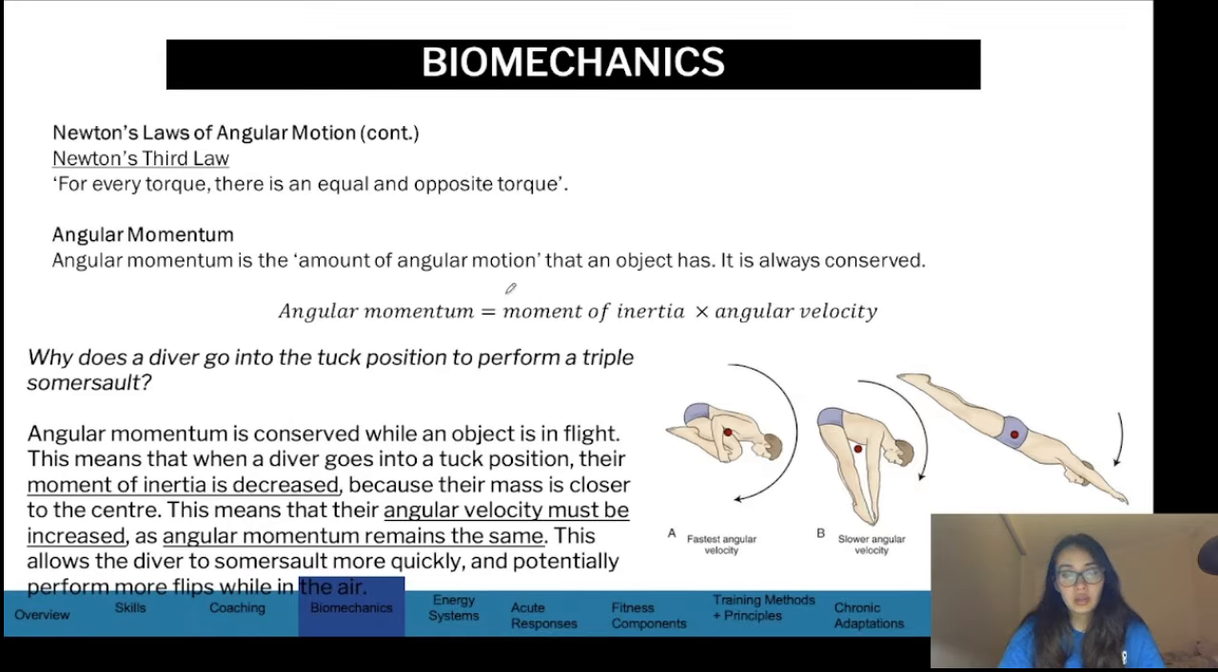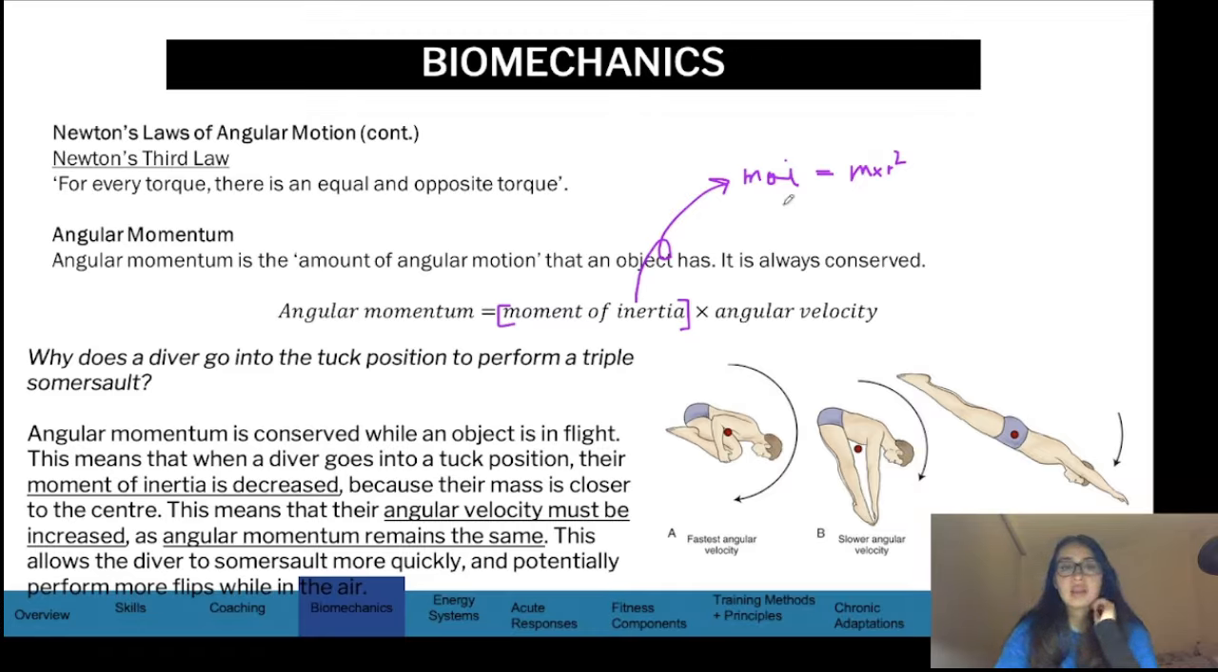So if we just highlight this, these are supposed to be like square brackets. Let me redo it. Do you remember what moment of inertia is? So moment of inertia is equal to mass times radius squared.